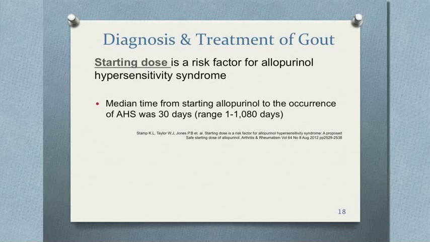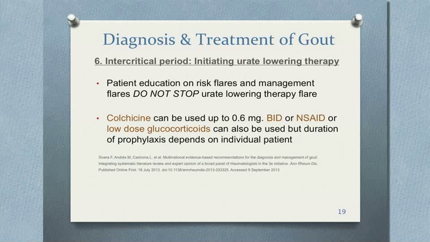Hypersensitivity syndrome usually occurs within 30 days, but it has been documented as late as several years after the onset. So we diagnose the gout, we start people on hypouricemic treatment, but once we've started them, they're still at risk of having an attack of gout until we've cleared the pool.